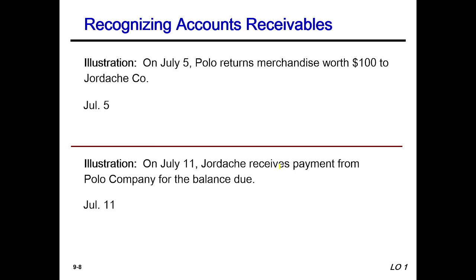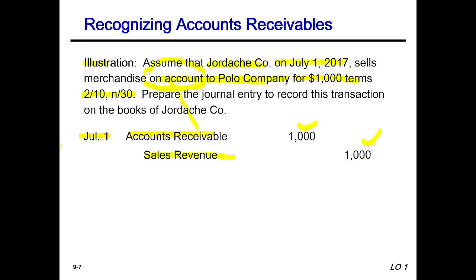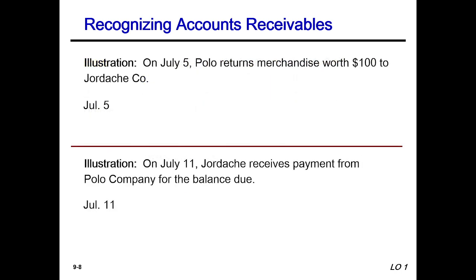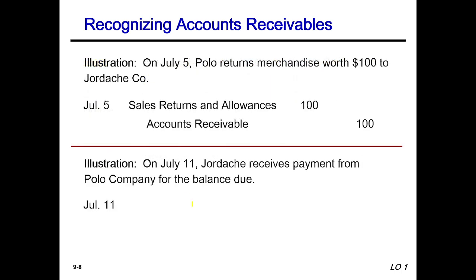This transaction is July 1, and please notice July 5. On July 5, Polo returns merchandise worth $100 to George's company. So here accounts receivable must be reduced, so accounts receivable must be credited, and sales returns and allowances will be debited. And on July 11, George's receives payment from Polo company for the balance due.